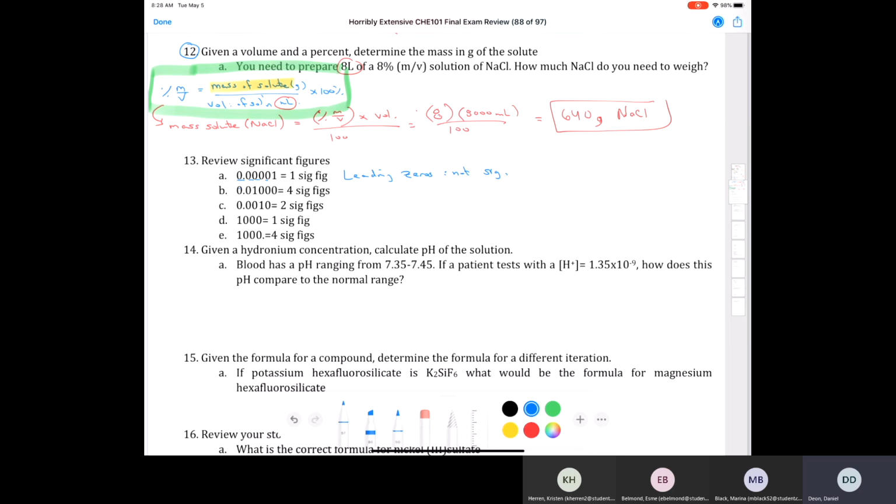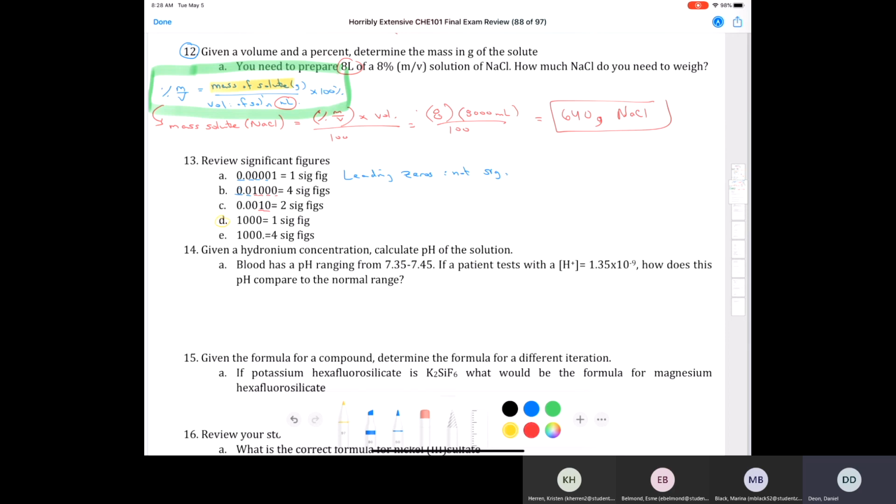If you look at the next number, the leading zeros are insignificant, but any zeros following a non-zero number after a decimal place are all significant. So all of these zeros are significant. This one will have 4 sig figs, the 1 and the 3 trailing zeros. The same thing applies to this one here, but now I only have 1 zero after the non-zero, so I have 2 sig figs.